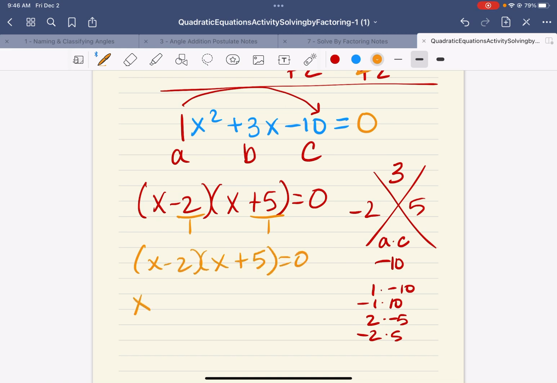And now we set them equal to 0 separately and solve for x, and that's our solutions. So x minus 2 equals 0, we'd add 2 on both sides, and we'd get x equals 2. x plus 5 equals 0, we'd subtract 5 on both sides, and we'd get x equals negative 5.